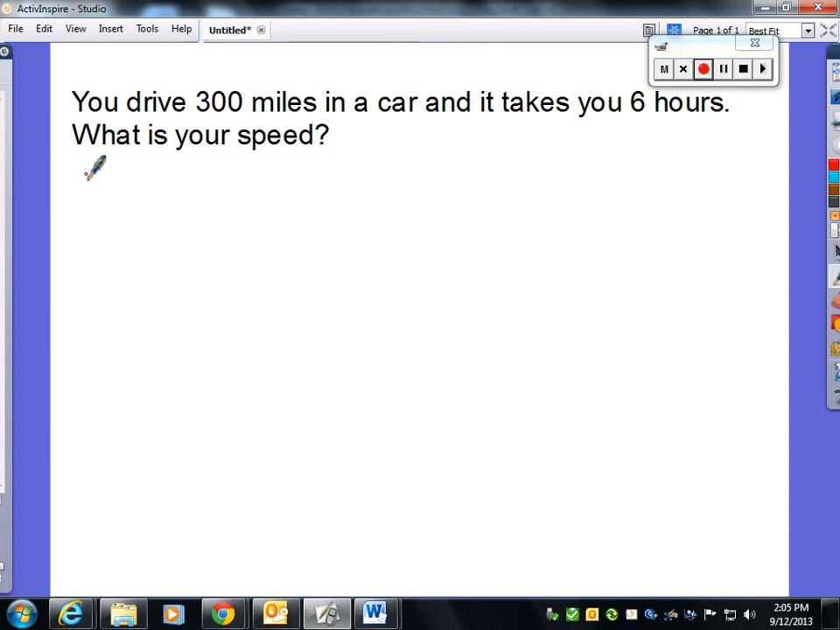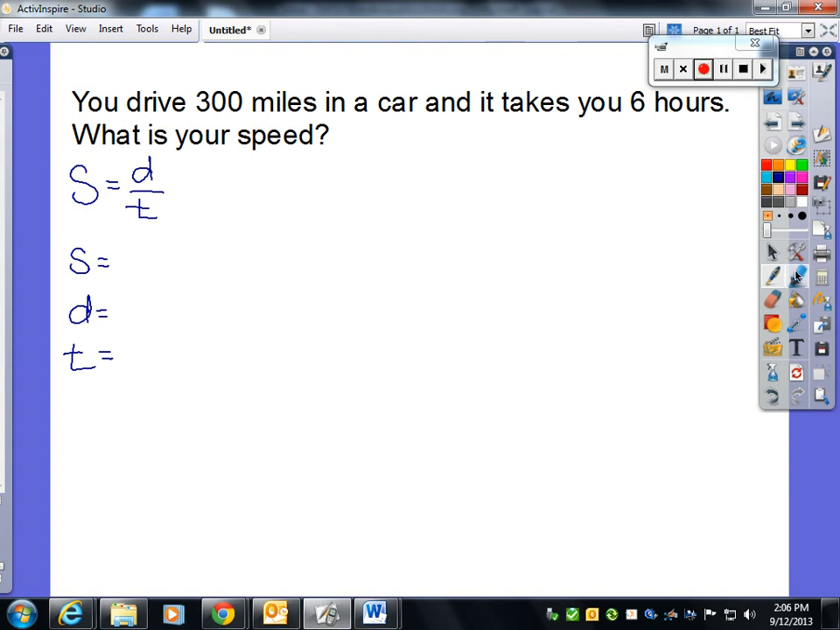The formula we're going to use is S equals D over T, and we write everything out down the side here. S equals, D equals, T equals. These are all of our variables that we need to solve for. Some of them are known, some of them are unknown. The first thing we want to do, as when we do any word problem, is what I like to call dissect the word problem.